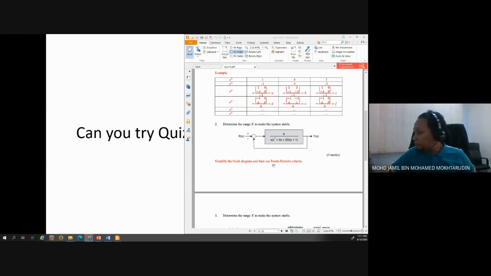Okay, so for question 2, you need to simplify. Oh no, someone is calling. Let it be for now. So for question 2, you need to simplify the block diagram. And then try to expand the denominator, okay?